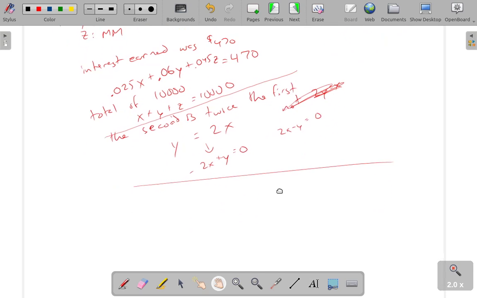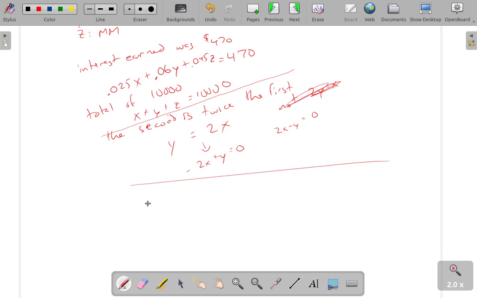But then we would want to put this into an augmented matrix. So 0.025, 0.06, 0.045, 470. That's my first equation. Then 1, 1, 1, 10,000. And if you put these in a different order, that still works. The order of the equations is not important. Let's go with this one.